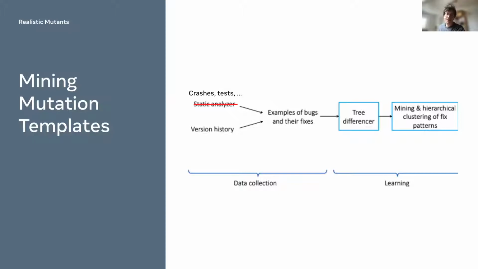The nice thing about GetAFix is that after the data collection phase, it is agnostic of whether you introduce a bug or simply fix it. So we can just easily turn it into GetABug by simply feeding it our reversed bug fixes. Instead of being based on a static analysis warning, these were based on crashes, failed tests, etc.